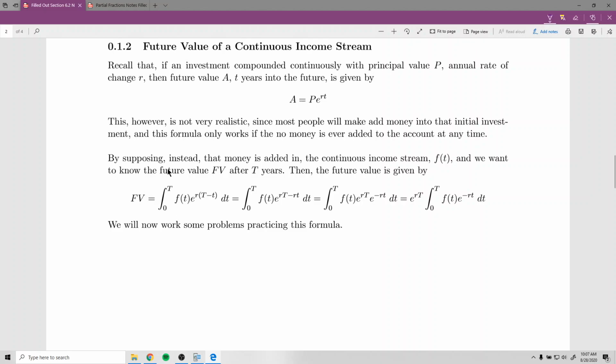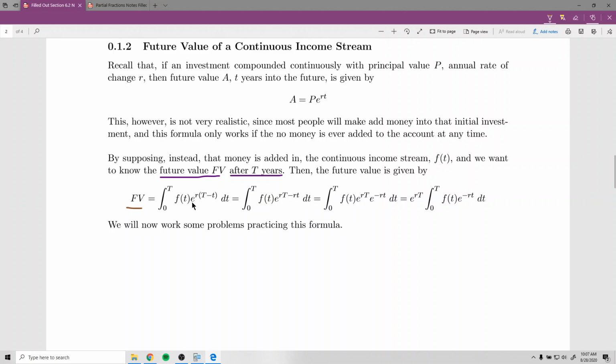So it says, supposing instead that money is added in the continuous income stream f of t, and we want to know the future value FV after capital T years. This is an important distinction between the PERT formula and this formula: capital T is the after T years, and the lowercase t is our variable. Then the future value is given by FV.